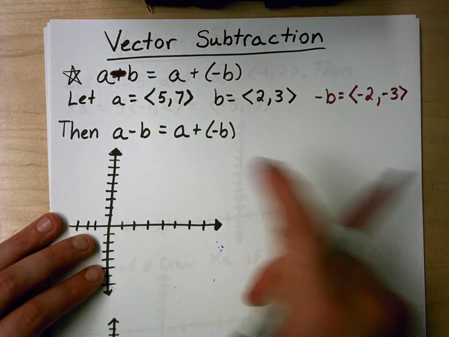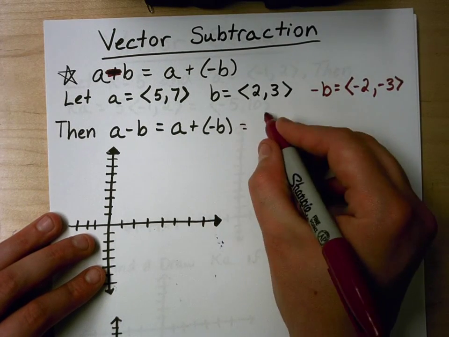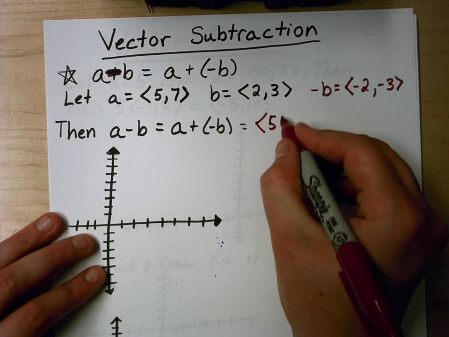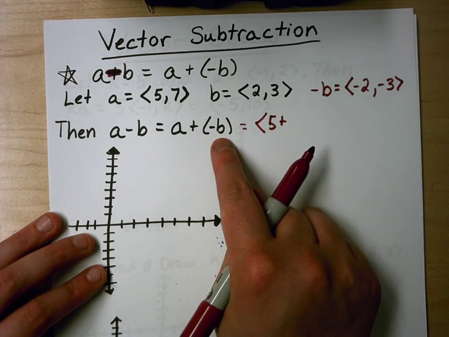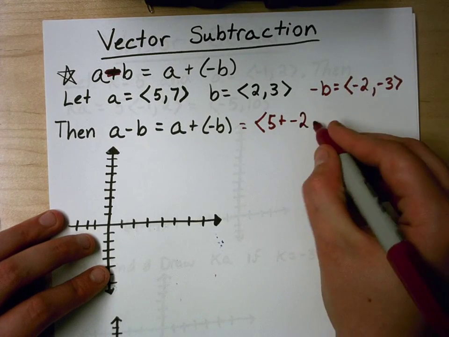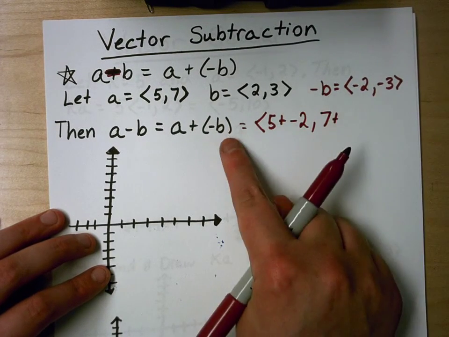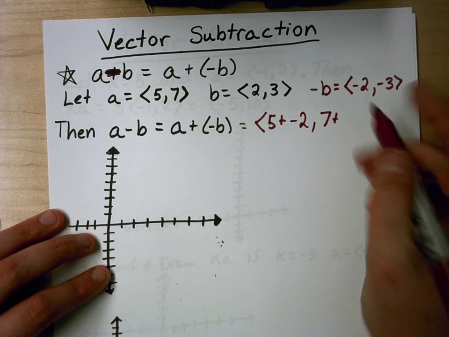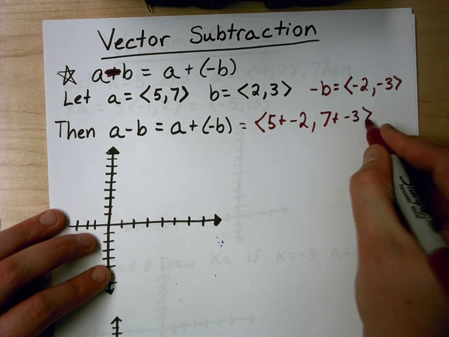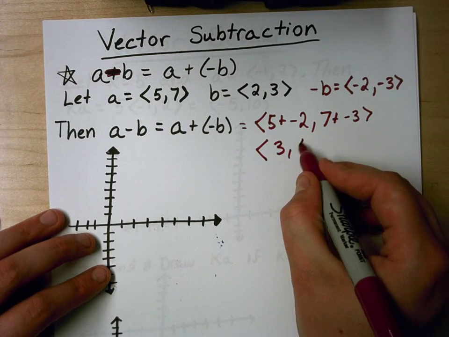So if I add these together, I'm going to have 5 plus, now this is a negative B, so I'm going to look over here, plus negative 2, comma 7 plus, now this is negative B still, so we're going to do plus negative 3, and that's going to give us the vector 3, 4.